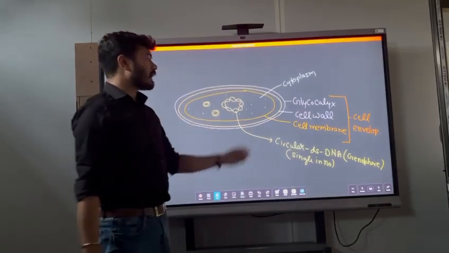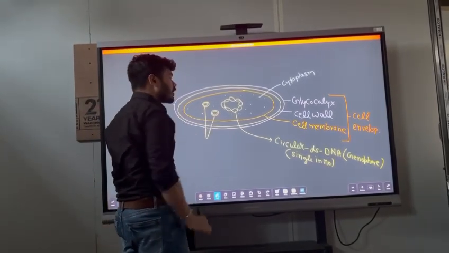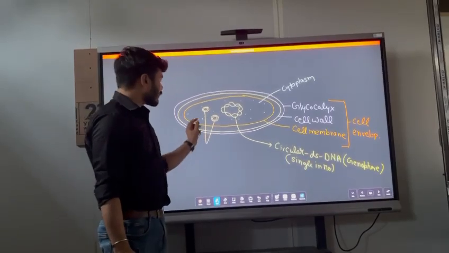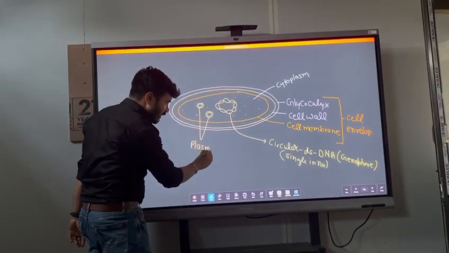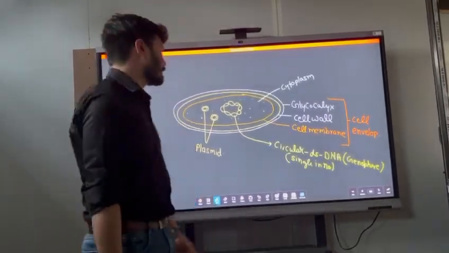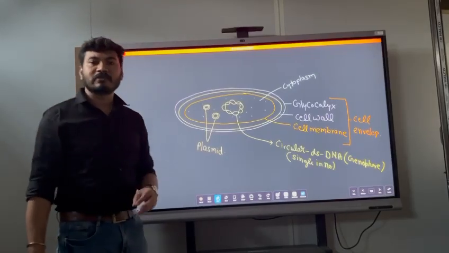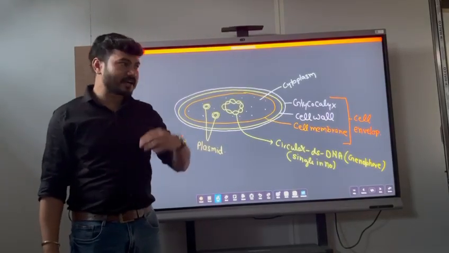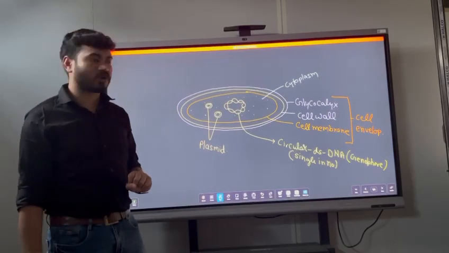We can say these extra circular DNA present here are named plasmids. It is nothing but extrachromosomal DNA. Now these plasmid DNA have certain phenotypic characters. Later on we will discuss them in class 12 in the subject of biotechnology.